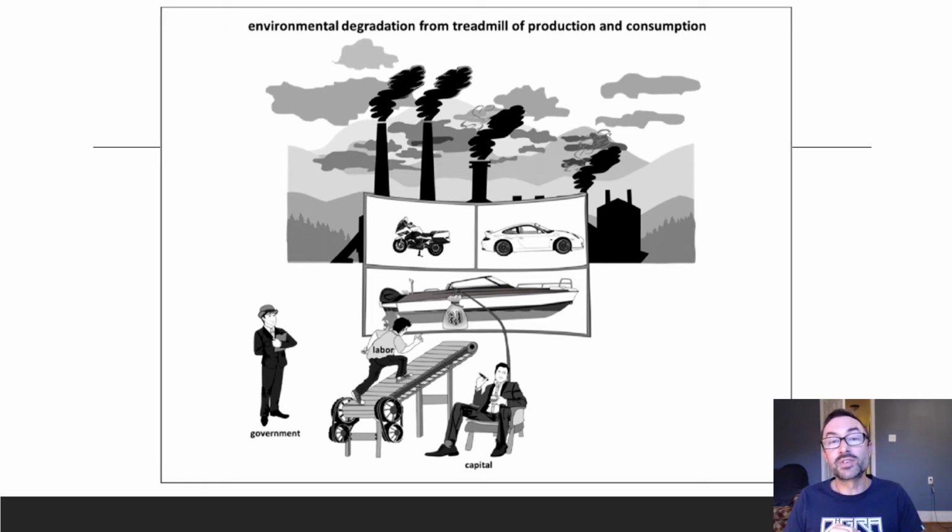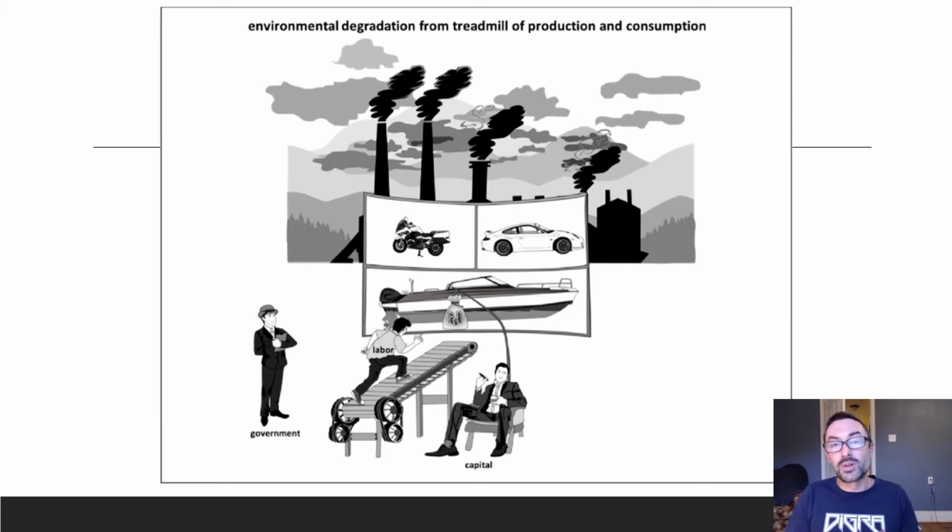This is ever more difficult to do from a treadmill of production perspective, because the more the treadmill goes, the more things we need to produce. The more we produce, the more we degrade the environment. The more we degrade the environment, the harder it is to regulate the degradation of the environment.